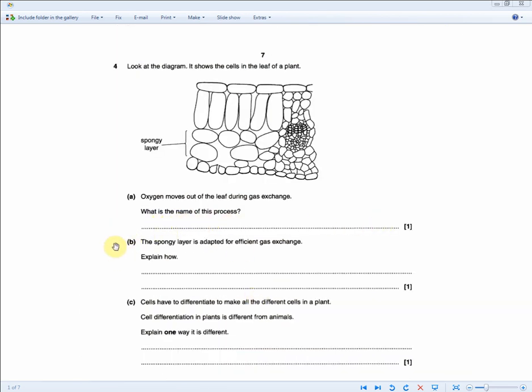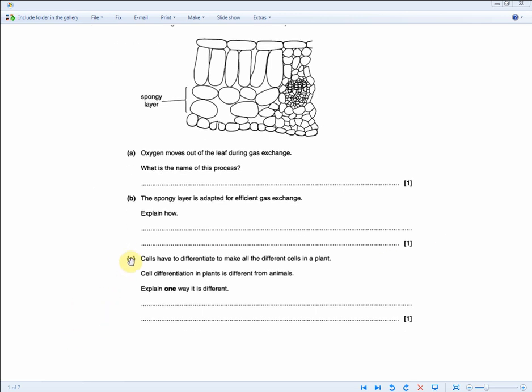So the next question, the spongy layer is adapted for efficient gas exchange. Explain how. Whenever the question is asking you about adaptation to diffusion, the first thing that should come to your head is large surface area. So large surface area is like the fundamentals of gas exchange. So just say large surface area, and that will get you the one mark.